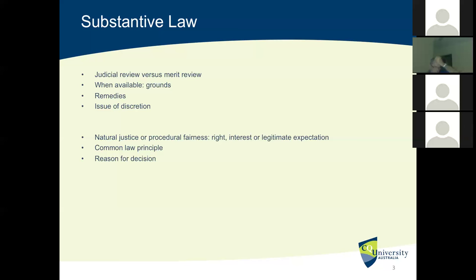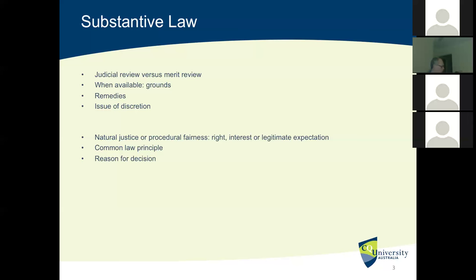So as far as judicial review is concerned, when it is available, there are two main ways by which a judge can make a decision. He either affirms the decision, or he rejects the decision, in which case he sets it aside. Or he can actually remit it back to the decision maker.